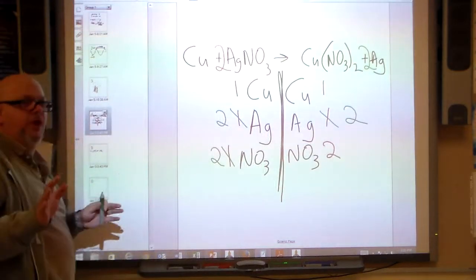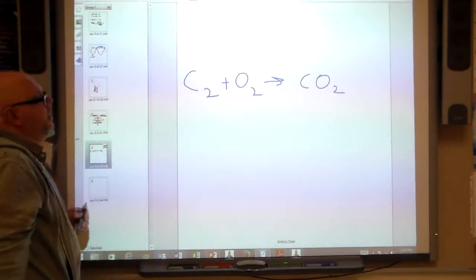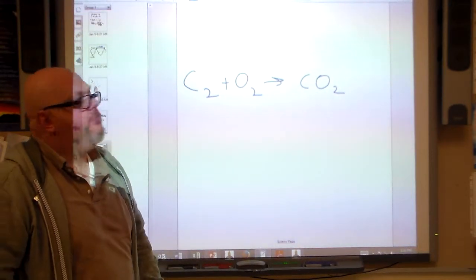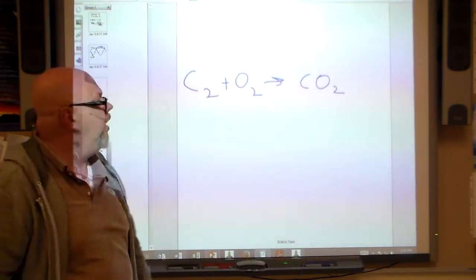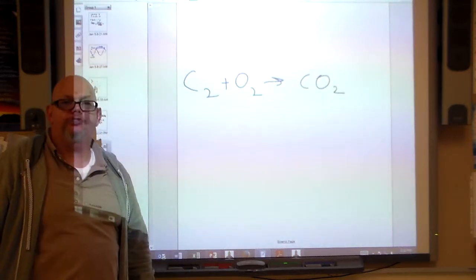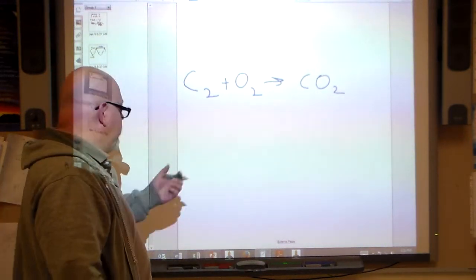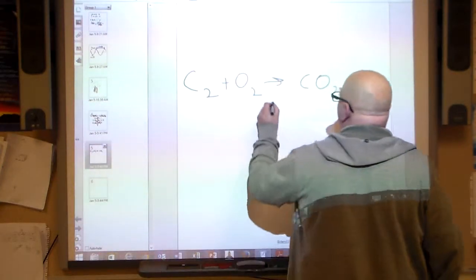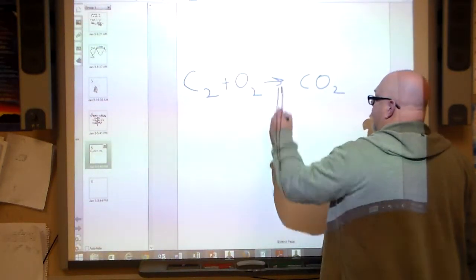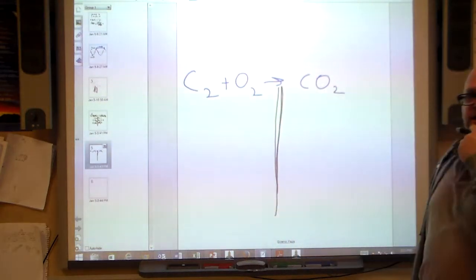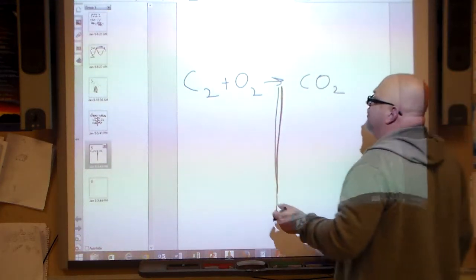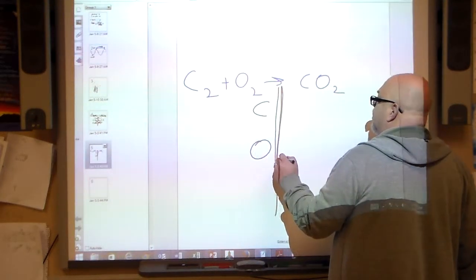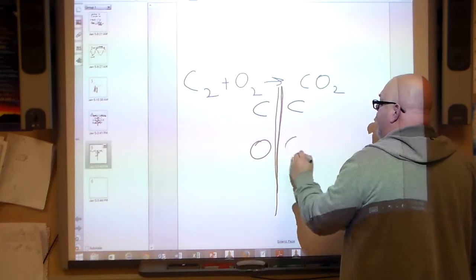So we're going to do another one. Here's another one where we're going to take carbon and burn it. You could look at it as charcoal, if you will. We're manufacturing carbon dioxide. I'm not sure why, but we are. So I'm going to do my dividing line again. Who are my players? Well, my players are the carbon and the oxygen. And I have carbon here and the oxygen here.